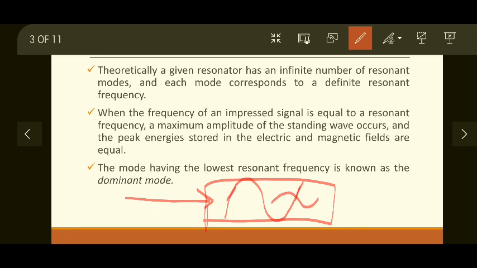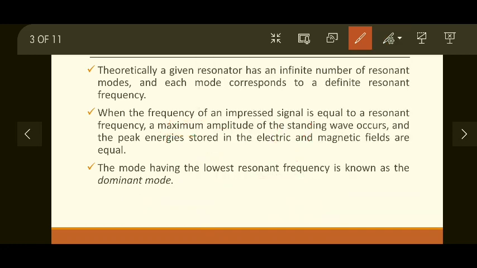The peak energies generated because of these standing waves are stored in the electric and magnetic fields of the standing wave inside the cavity walls. They will be equal. So at resonant frequency, E and H will be equal. The mode having the lowest resonant frequency is known as the dominant mode because it will be easiest to generate, and that's why it will be dominant in the entire operation.